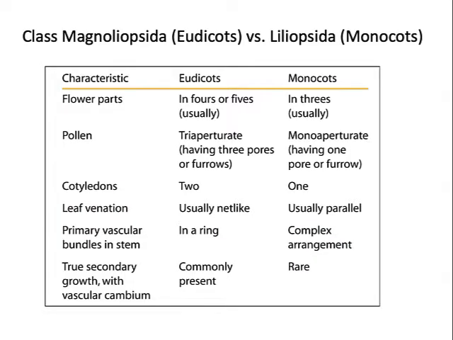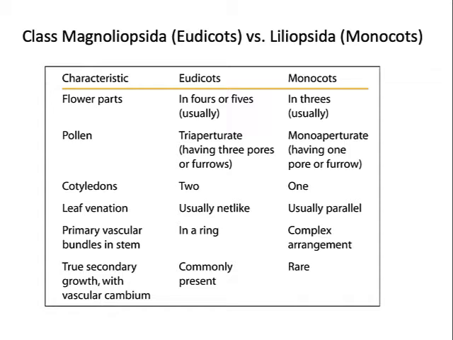And a quick comparison of the dicots versus the monocots. Review: the flower parts of the dicots are typically in 4s or 5s. Their pollen is triaperture, meaning it has 3 pores or openings. It has 2 cotyledons, net-like veins on the leaves, primary vascular bundles in the stem arranged in a ring, and true secondary growth with a vascular cambium is present in all woody species.